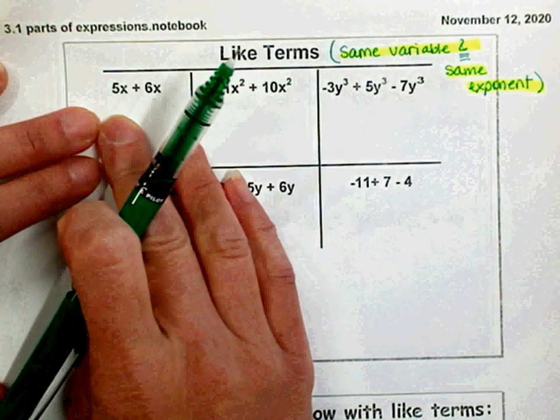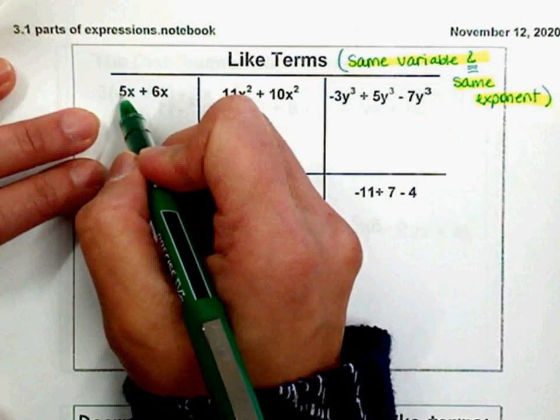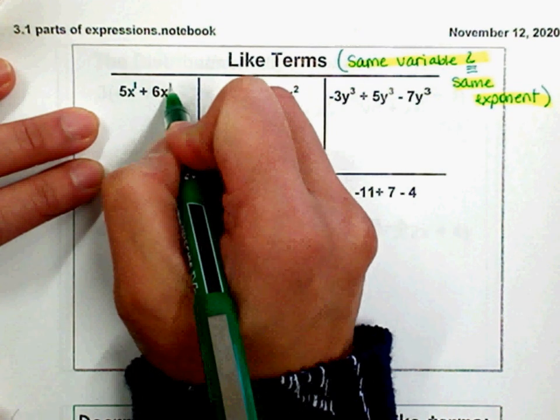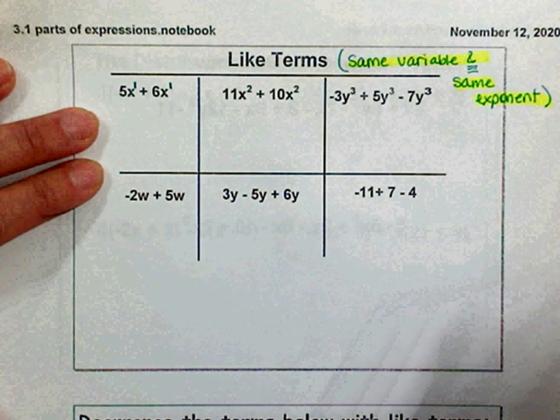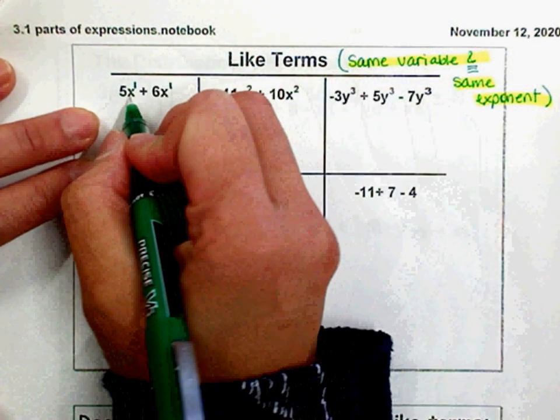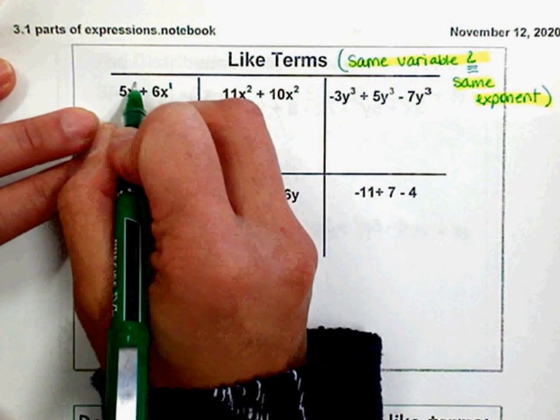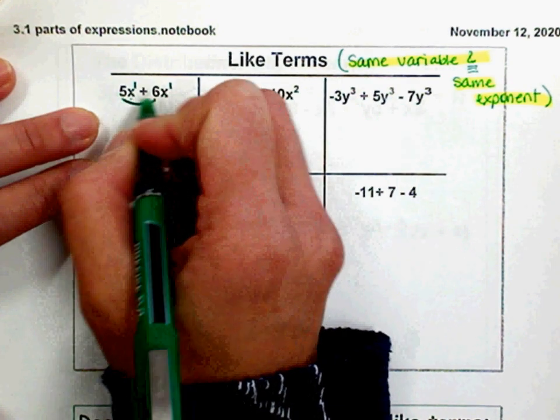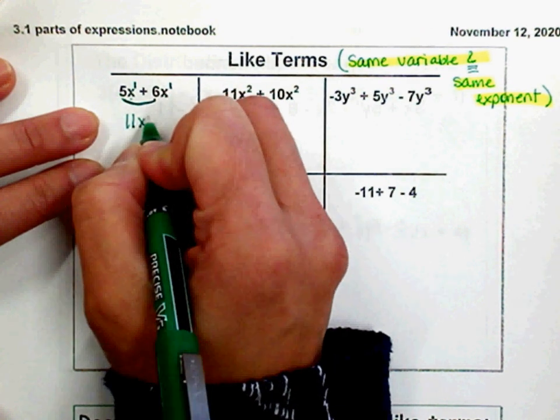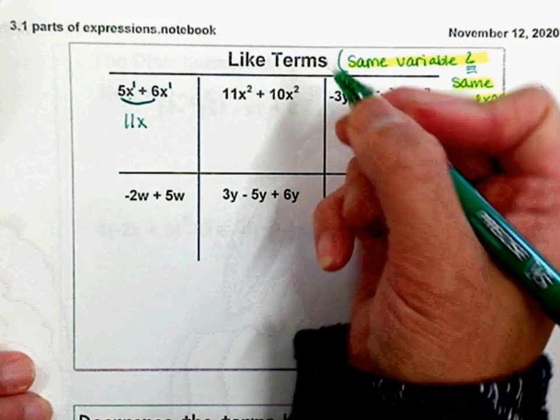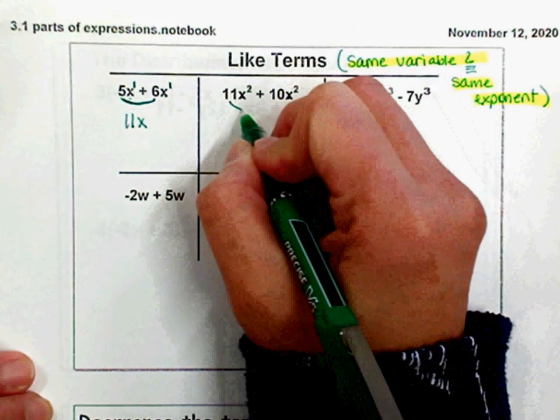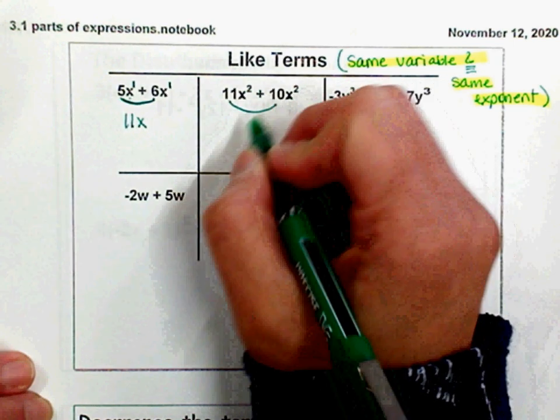If you look at 5x plus 6x, notice the power. If there's nothing written, you think of it as a 1. It's always a 1 if there's no power written. See how they have the same variable, same power? So you combine the coefficient. 5 plus 6 is 11. Bring down your x. Okay? Same variable, same power. Combine your coefficient. 11 plus 10 is 21x squared.